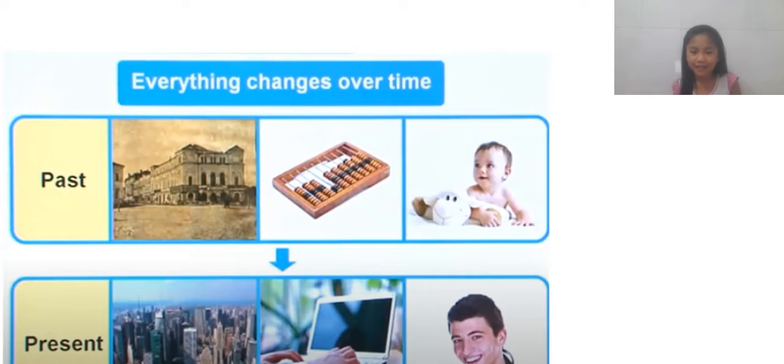Very nice. Okay, and in the past, my mom was very, very young. She was kind of like a baby. But in this time, she's an adult, an old adult, right? She is now an adult, not a baby anymore. So everything changes over time. Let's see. This table shows us buildings, machines, ages. Maybe now we have a lot of advanced devices, right?